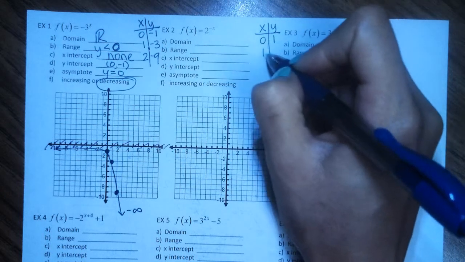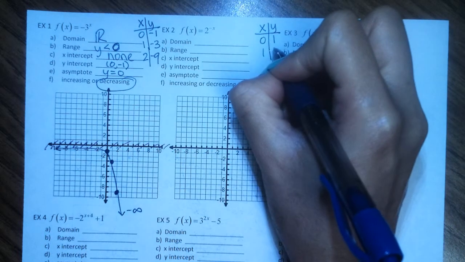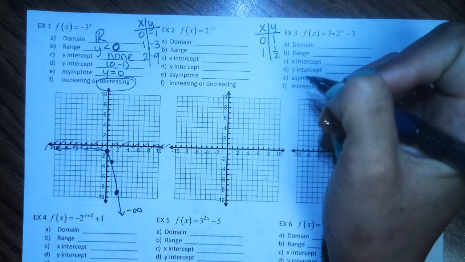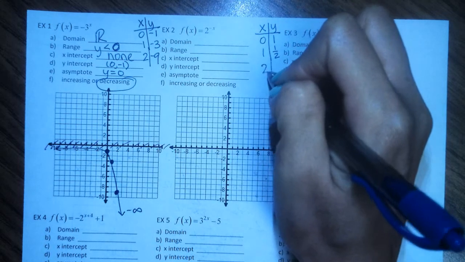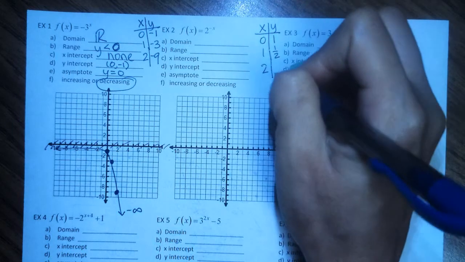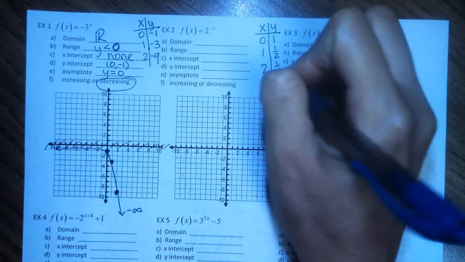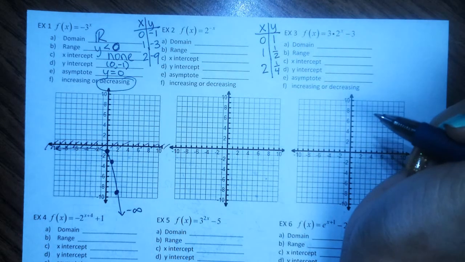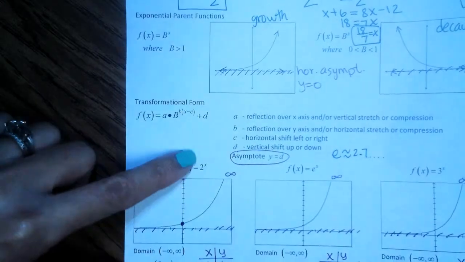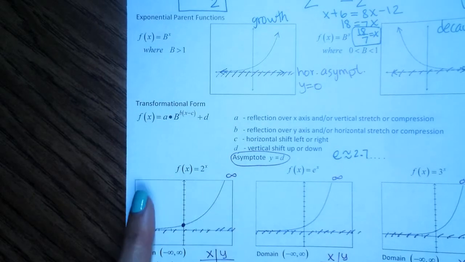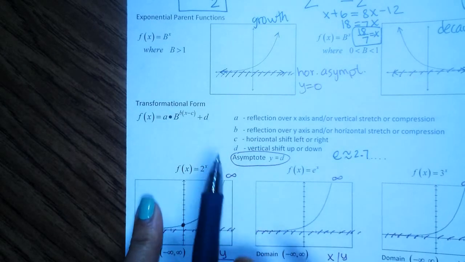2 raised to the negative 1, it's going to be a fraction, 1/2. Okay, let me do just one more. 2 raised to the negative 2 is 1/4. So when I graph this function, it's going to be this parent, the 2 to the x, but this time it's been reflected over the y-axis because we have a negative x.